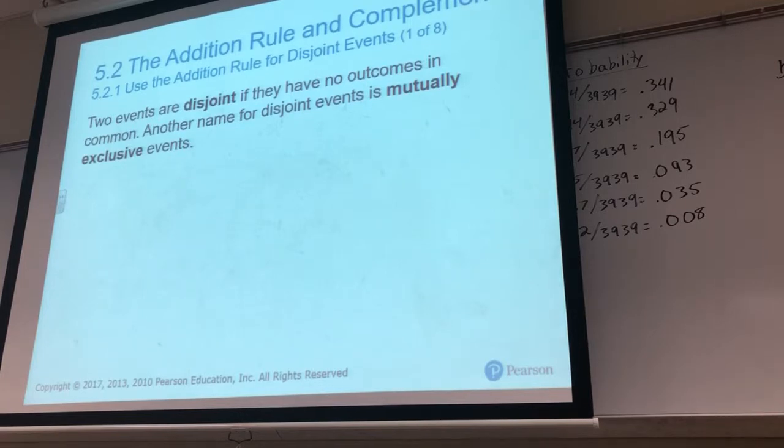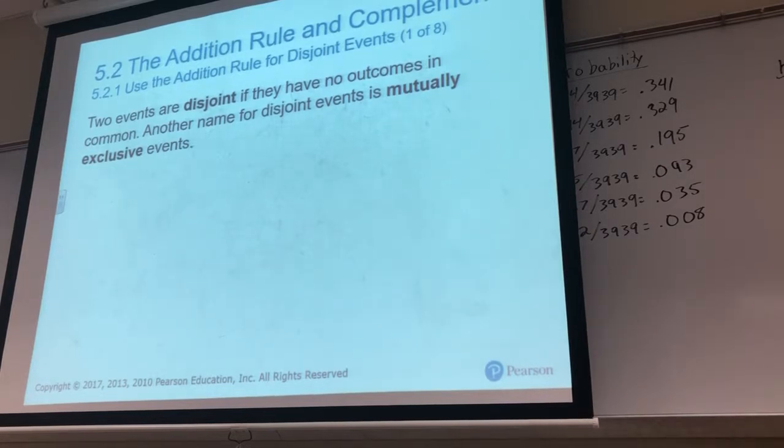So, the first thing we're going to do is just define this thing. Two events are said to be disjoint if they have no outcomes in common. That's also referred to as being mutually exclusive. You won't have to know that definition. All of the problems that I'll give you, either in the homework, quiz, test, whatever, they will be mutually exclusive. So you don't have to worry about figuring out if they are or aren't, because we're just going to have one formula anyway.